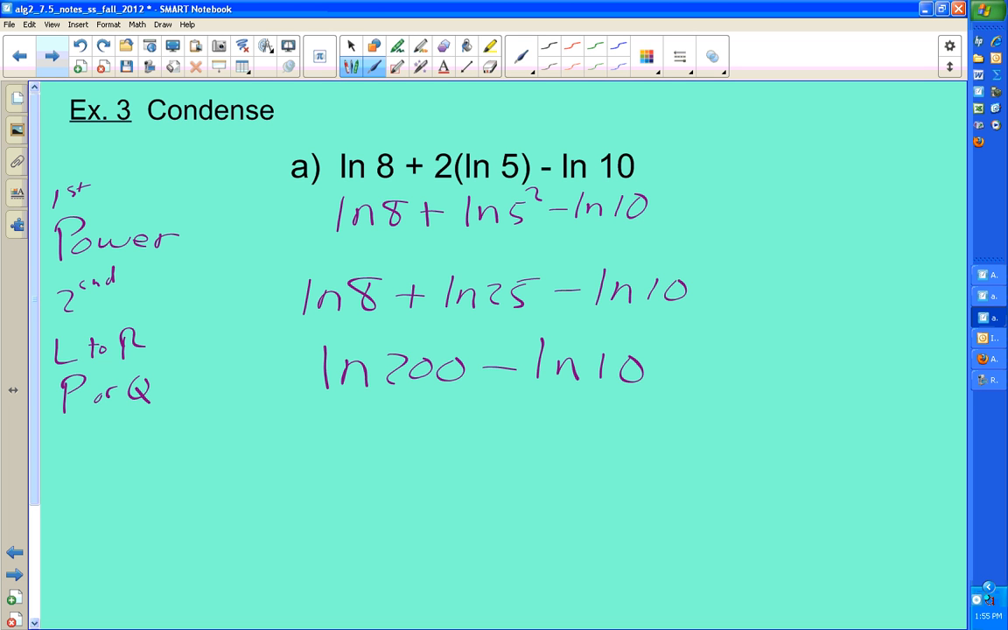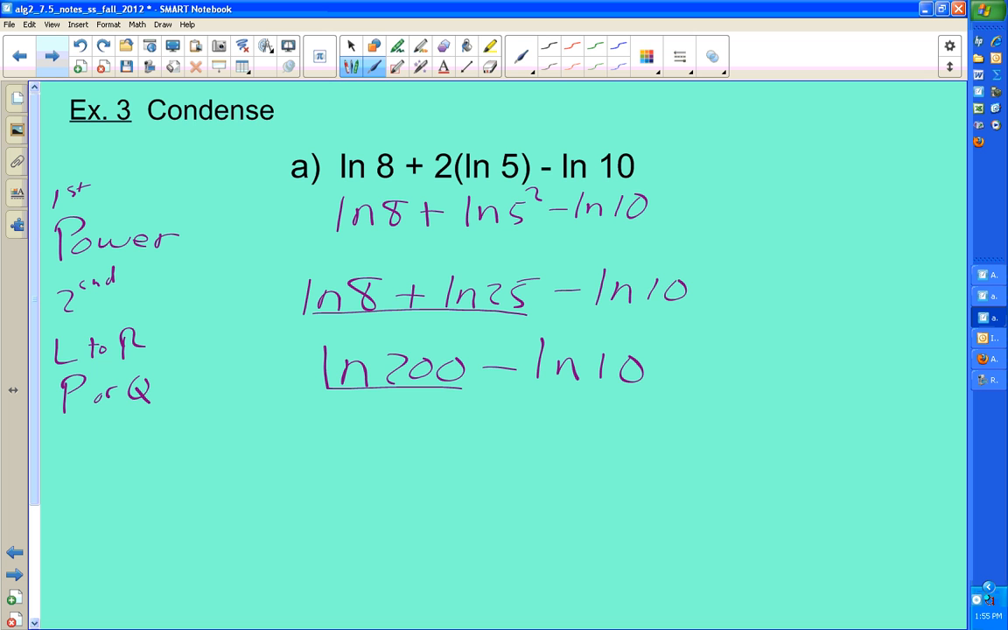I didn't know. This says minus natural log of 10, so does this. All I did was combine this and I got this. Do you see that? Yeah. It's not just because it's addition. It's because we're going from left to right. If this was a minus, I would have done the quotient property.